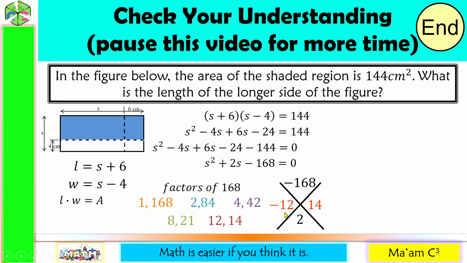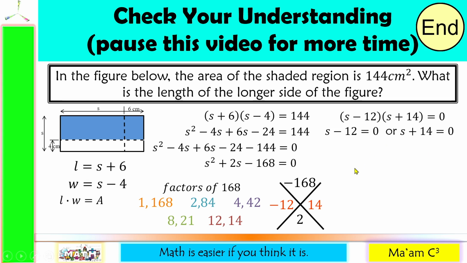Quick checking. Negative 12 times 14 is negative 168. Negative 12 plus 14 is positive 2. So these are the factors that we are looking for. So we have (s minus 12)(s plus 14) is equal to 0. Let us apply the zero product property. S minus 12 is equal to 0, or s plus 14 is equal to 0. To solve for s, let us move this on the other side. It will become s is equal to 12. To solve for s here, let us move 14 on the other side. It will become s is equal to negative 14.